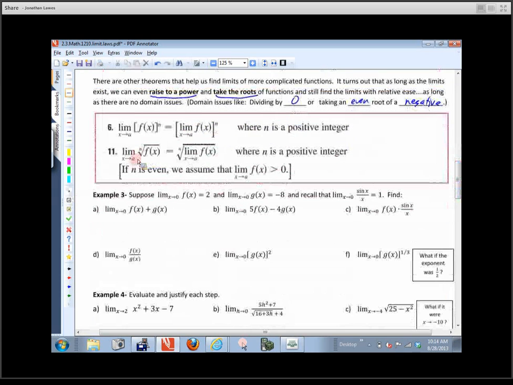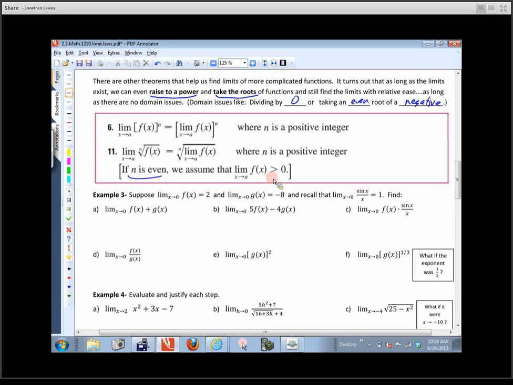And it works with roots also. So if you're finding the limit of a function where you took the nth root of that function, you could find the limit of the function and then take the nth root of that limit and you'll get the same answer. Okay? Again, you've got to have a positive root right here, so it's got to be the second root, third root, fourth root, and so forth. And then we make this assumption, if n is even, and this takes care of that domain function right here, we're assuming that that limit is non-negative. Okay? Everybody good there?